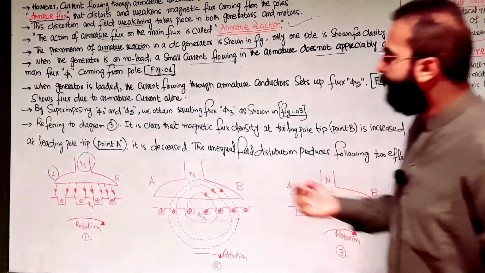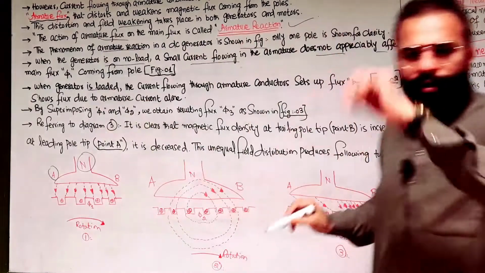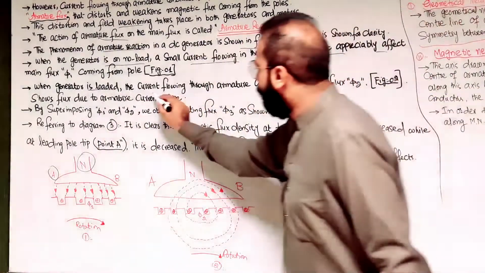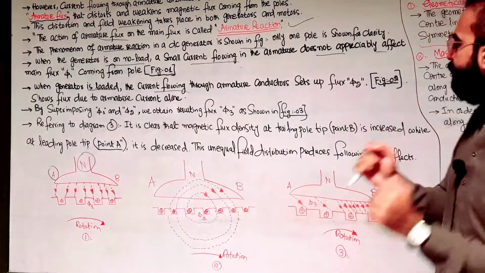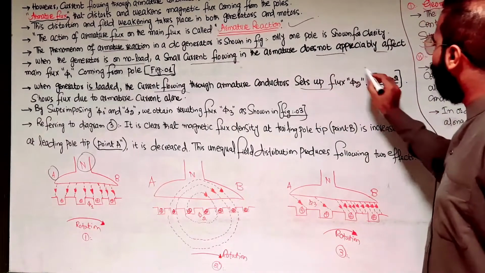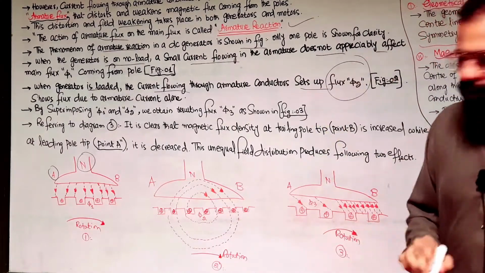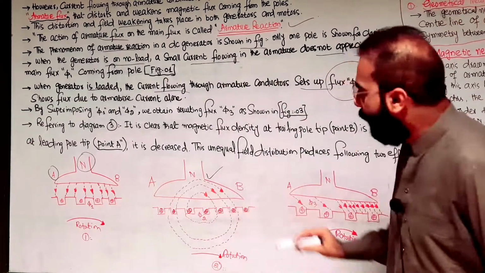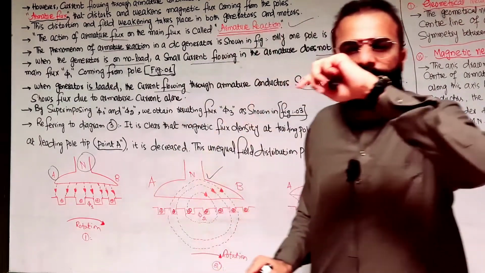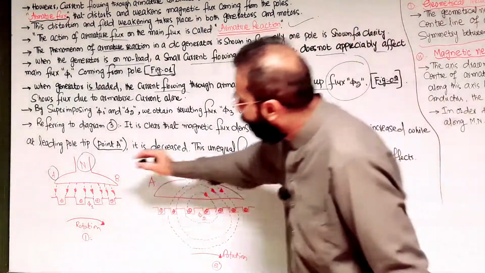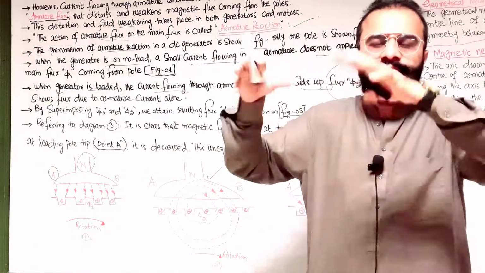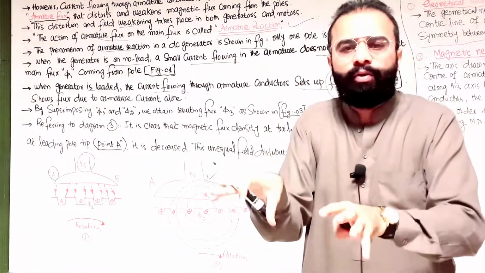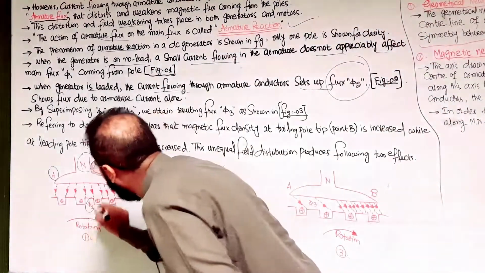Now the second point: when the generator is loaded, the current flowing through the armature conductors sets up the flux phi 2, as shown in the figure. When the generator is on no load, the only flux acting in the DC machine is due to the main poles, and that flux is called phi 1.